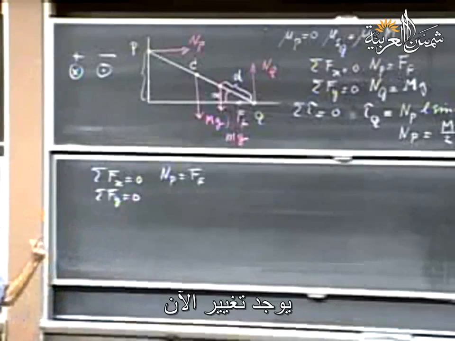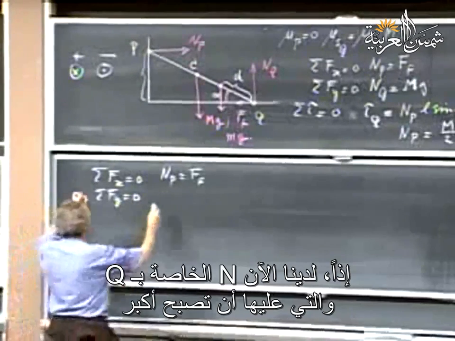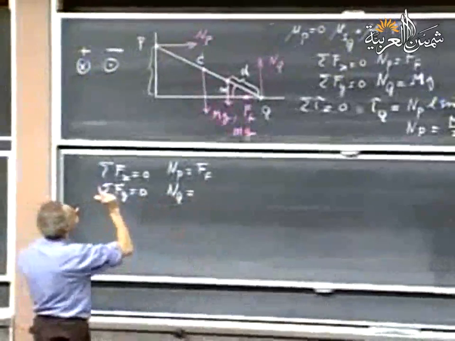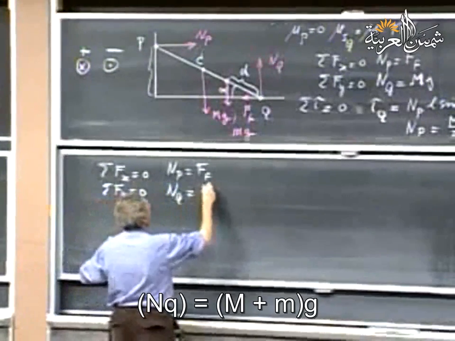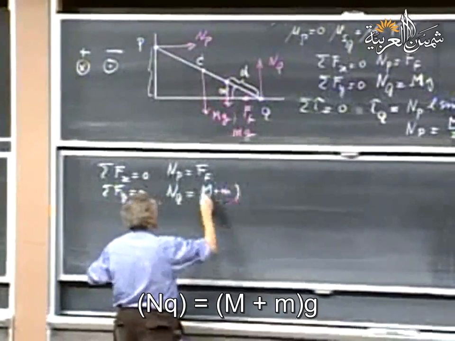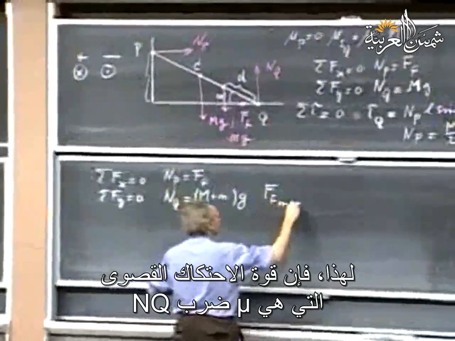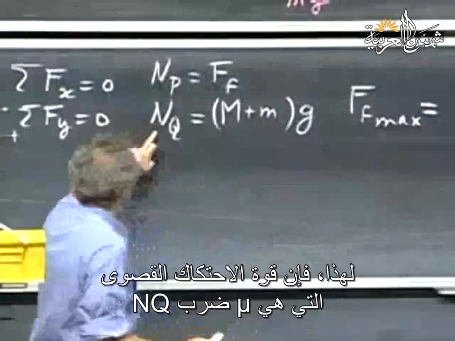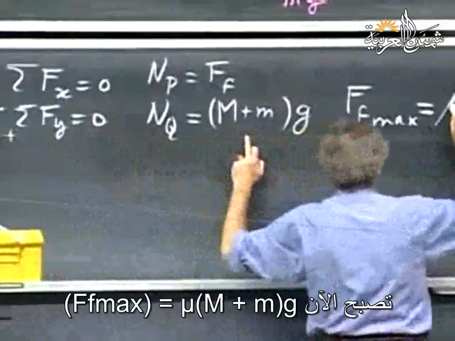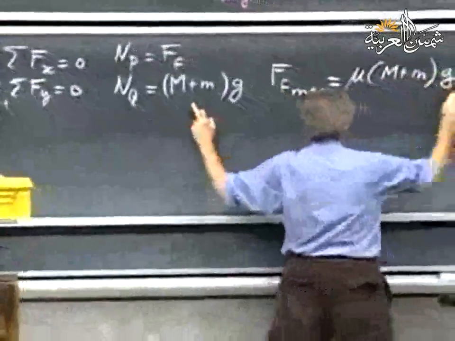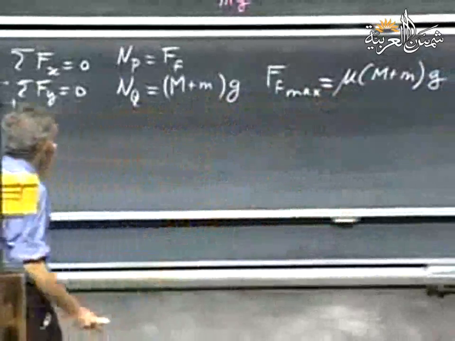Now there is a change. So now we have that N of Q must become larger, must be equal to capital M plus little m times g. So the maximum friction, which is mu times N of Q, now becomes mu times (M plus m) times g. So the maximum friction goes up.